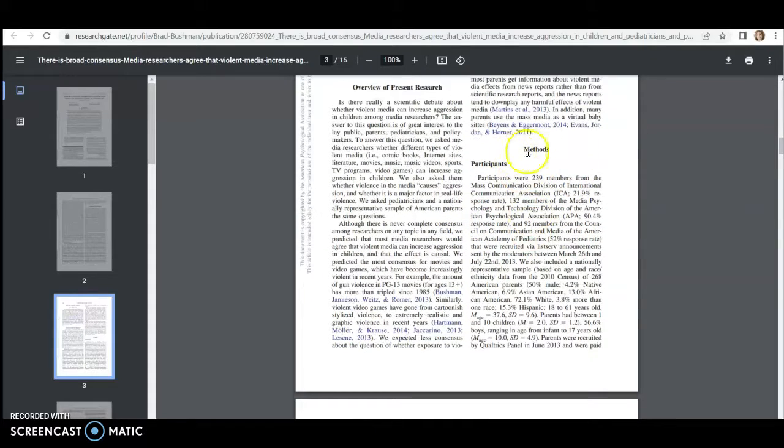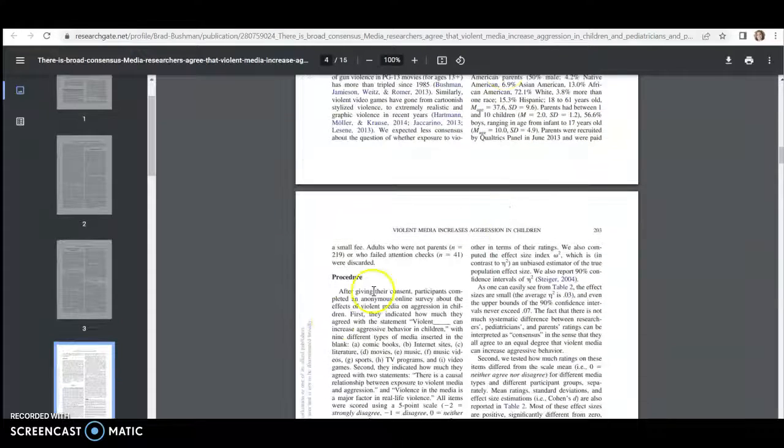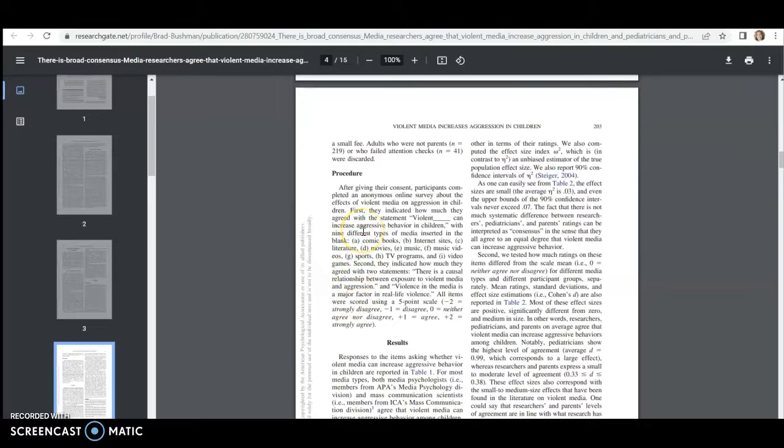So then you get to the methods section, and it's going to break down who was in the study and how they did it. So the participants is who was in the study. The procedure is how did they do the study? How did they measure the variables? What type of questions did they ask, or how did they set up the experiment?